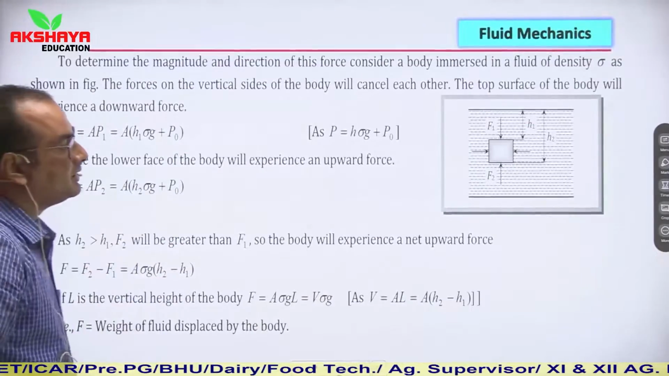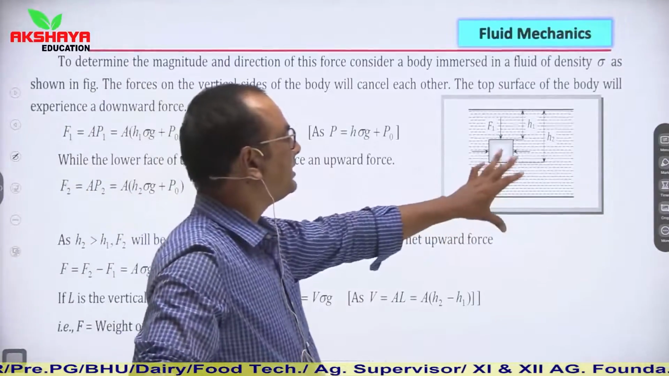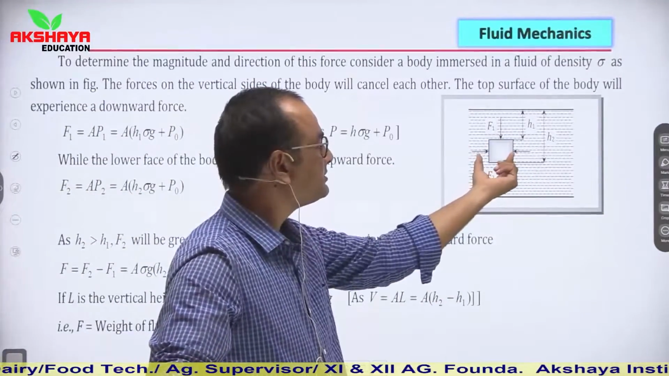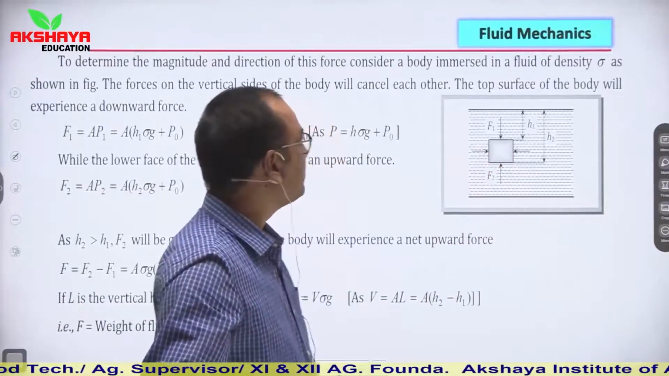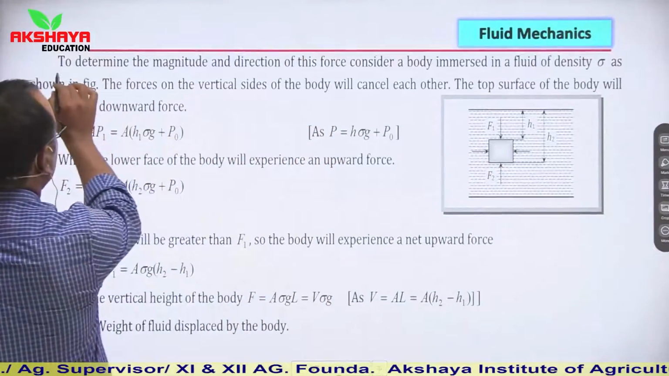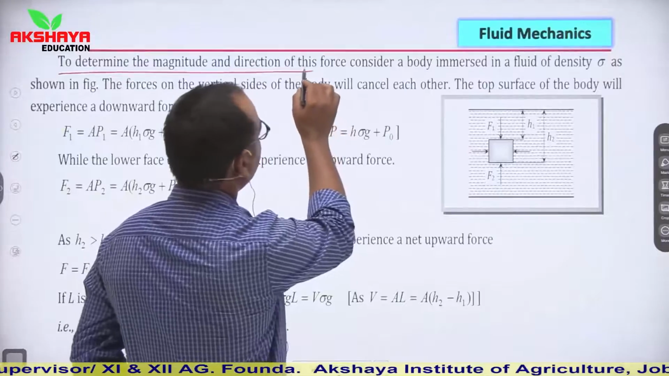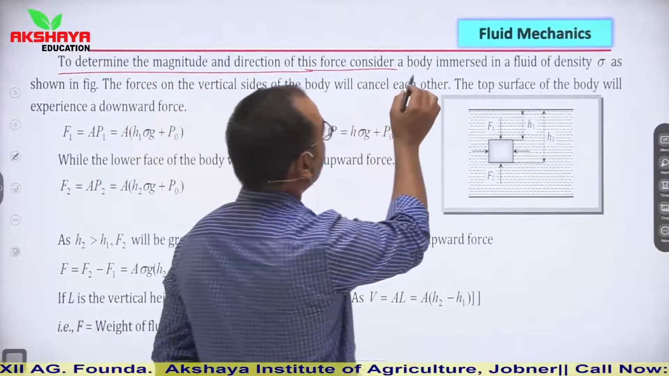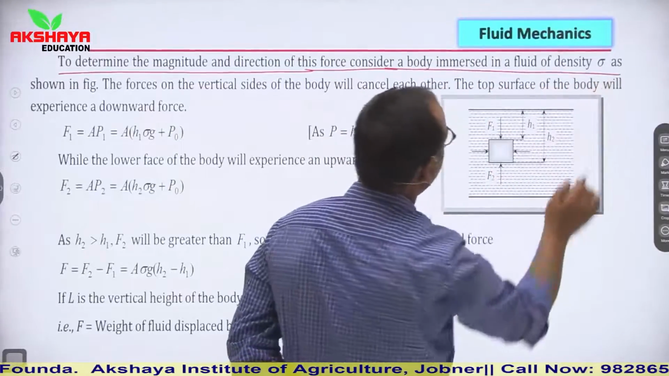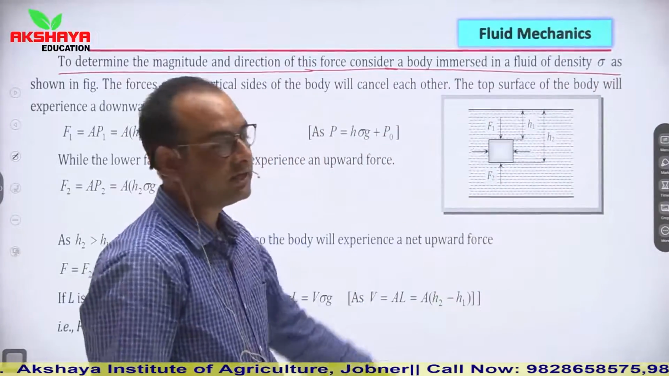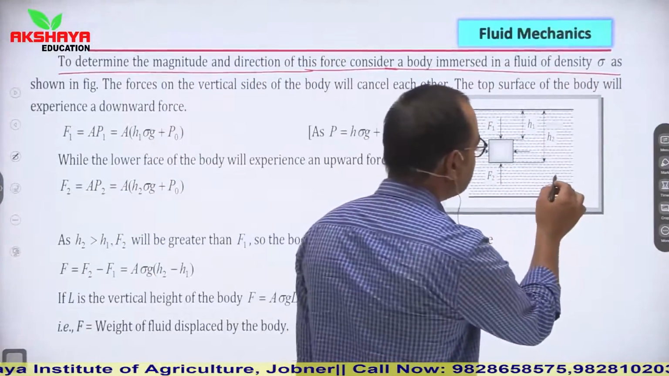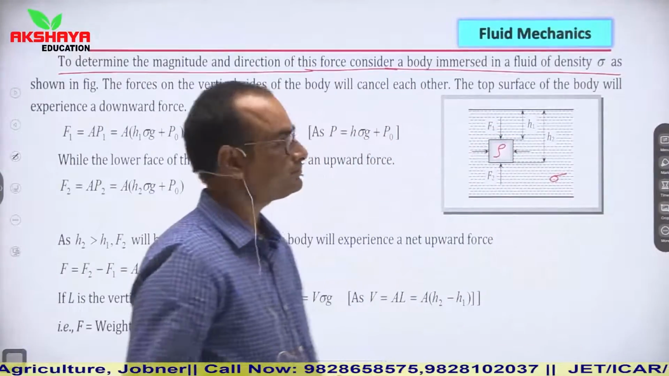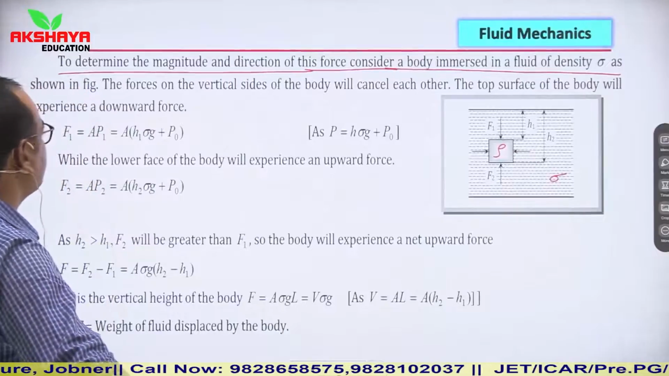Now see, this is the general concept. We are considering that this is the liquid which is filled in a container. This is a solid object which is placed inside this liquid. We are considering here how to determine the magnitude and direction of this force, meaning the buoyant force or upthrust force. A body is immersed in a fluid of density sigma. So we are considering here that the density of this fluid is sigma and the density of this substance is rho.